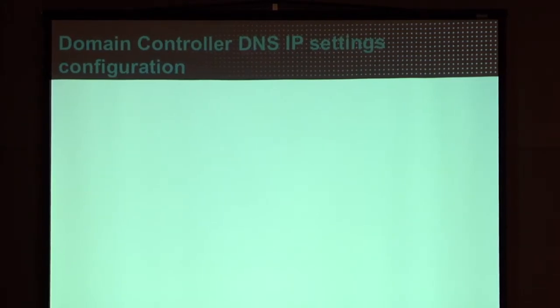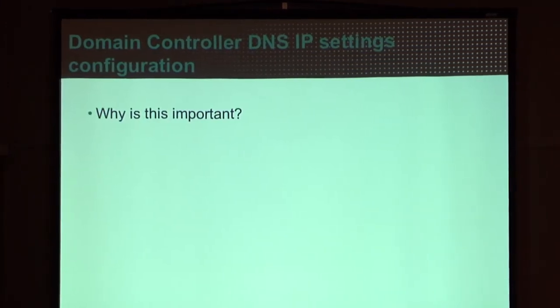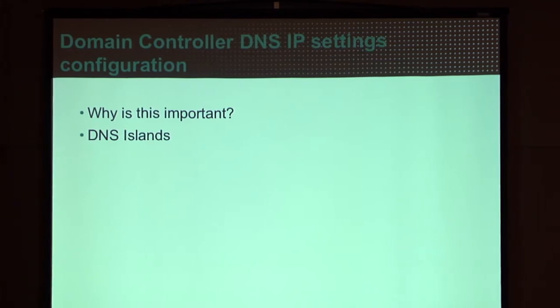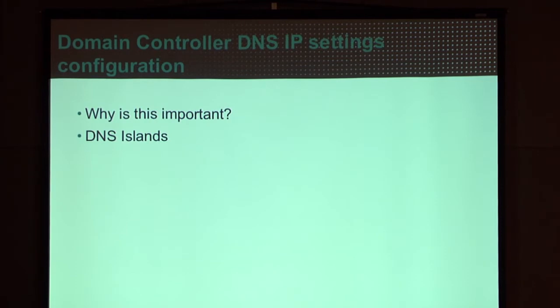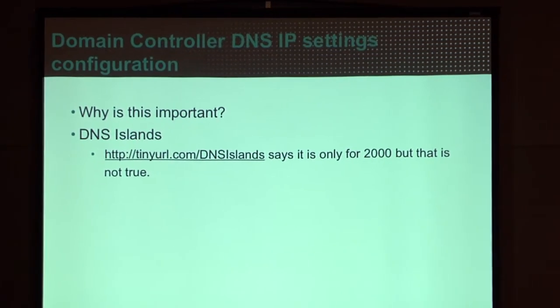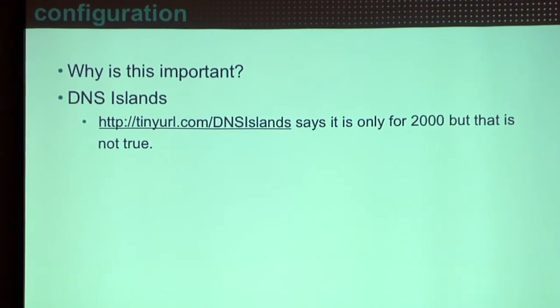The next thing, domain controller DNS IP configuration settings. This is important because if it's not set up right, you're going to get DNS islands, and if you get DNS islands, you just broke replication, you break replication, you're going to break sysvol, you're going to break group policy, you're going to break DNS, you're going to have all kinds of issues because of this. Microsoft has an article that says this only applies to 2000. Not true. Applies all the way up to 2012.